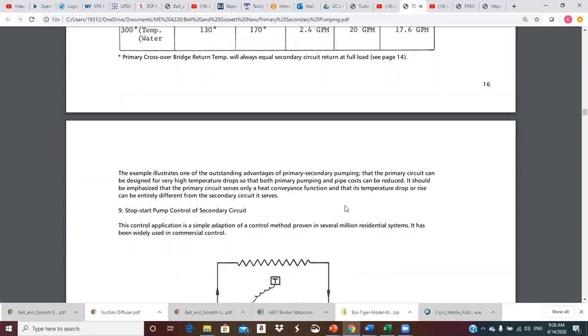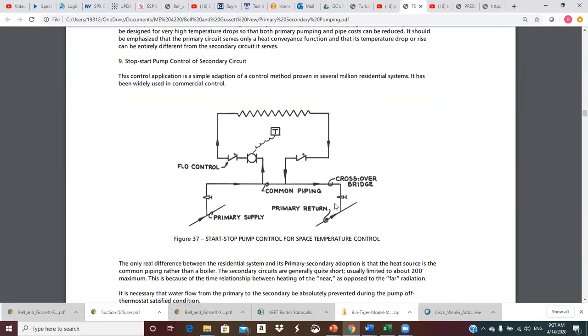So this example illustrates one of the outstanding advantages of primary secondary pumping, that the primary circuit can be designed for very high temperature drops so that both primary pumping and pipe costs can be reduced. It should be emphasized that the primary circuit serves only a heat conveyance function and that its temperature drop or rise can be entirely different from the secondary circuit it serves. So I think we probably knocked that point home pretty good. I'll do a few more of these things.